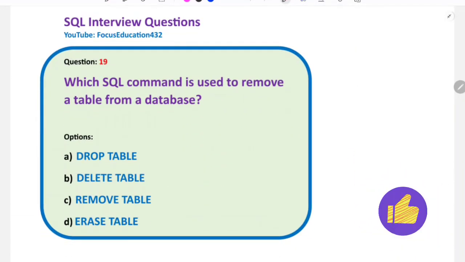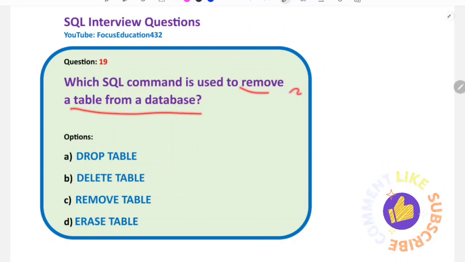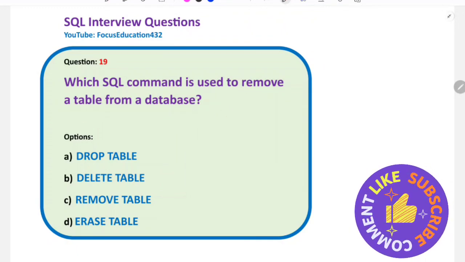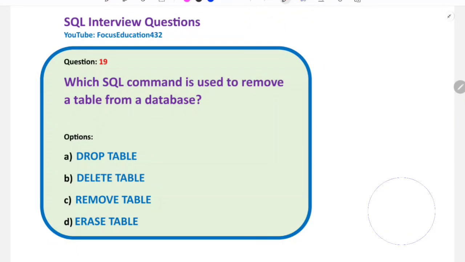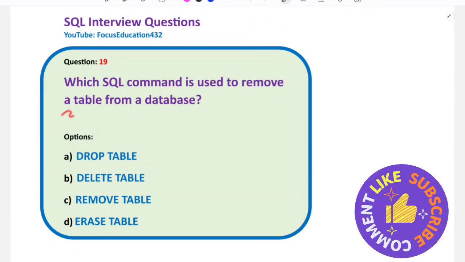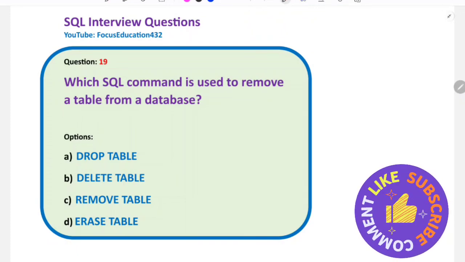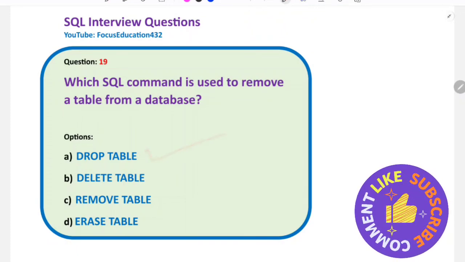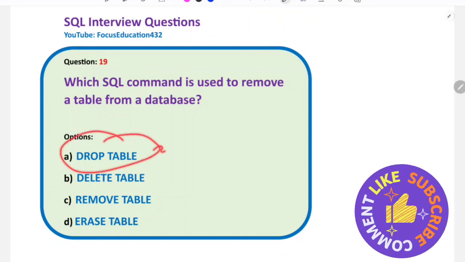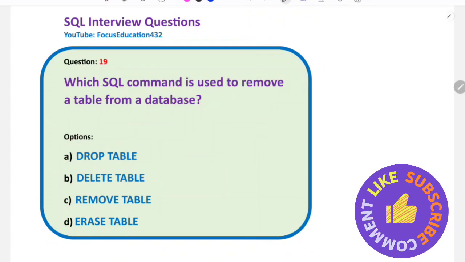Next question. Which SQL command is used to remove a table from the database? You should not confuse this. Removing data is different from removing a table. Table means complete structure. Rows as well as the table structure itself will be removed. So to remove the table from the database, the command used here is drop table, right? Using delete, we can delete the rows, but using the drop table command, we can remove the complete table structure from the database.